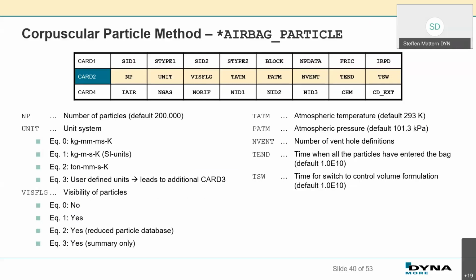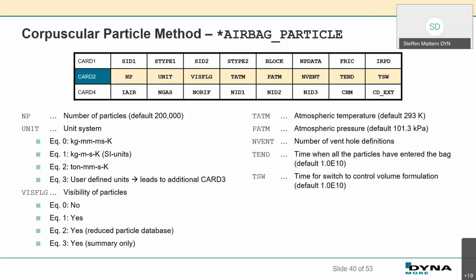The second parameter, unit, I like to mention because it's very unusual to LS-DYNA. Normally everything is expected to be in consistent units, but CPM internally uses, for example, the universal gas constant, and hence it requires knowledge of the unit system in which the model is set up. So here you have to specify in which unit system your entire airbag, or the entire CAE model you're working with, is set up. Atmospheric temperature and pressure are defined here as well as the number of vent holes.